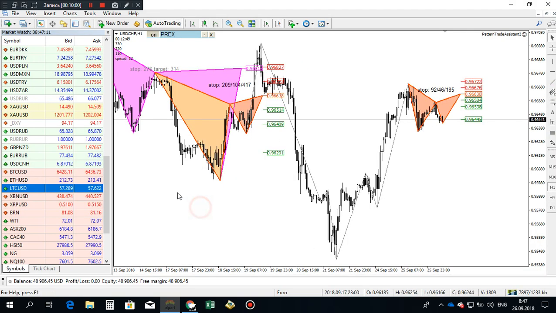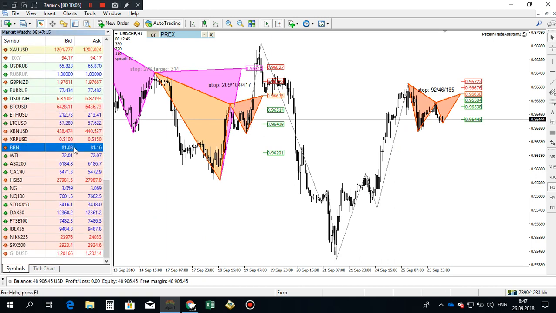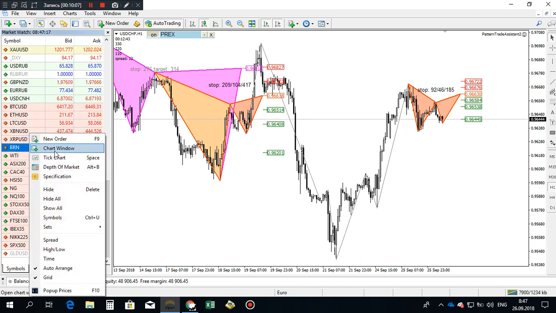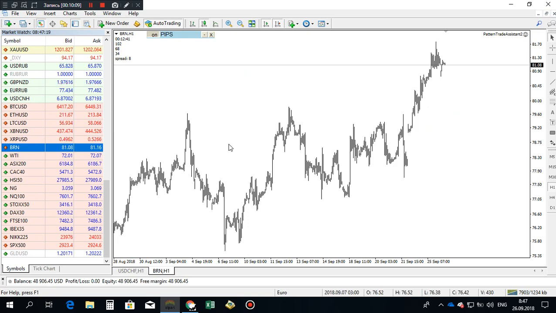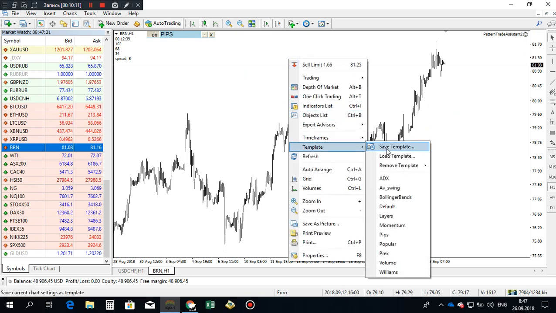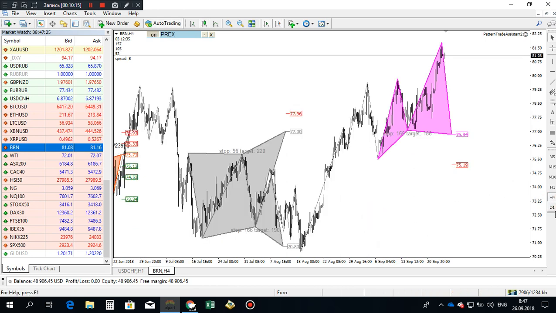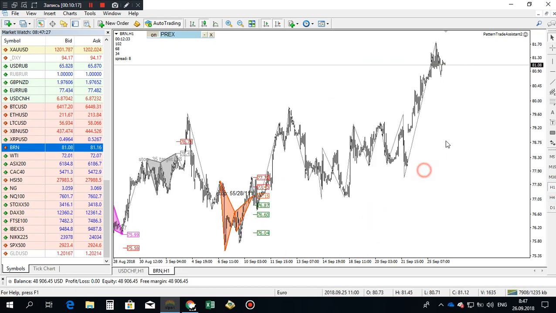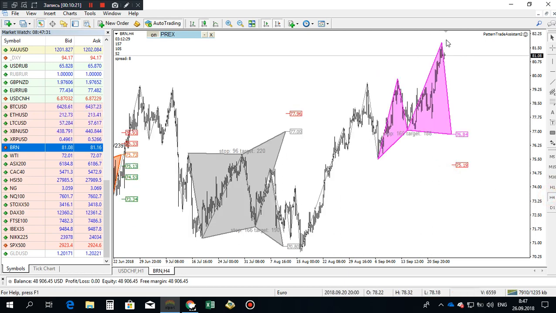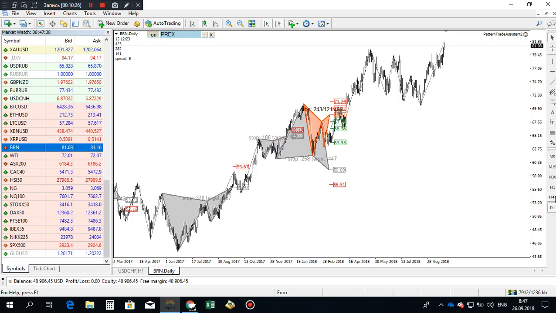Okay, now let's move to something else. Let's go to commodities. Brent. Forex. I will load some data to be analyzed. Okay, on 1 hour nothing. 4 hour potential cipher pattern, but it is very far from completion. And on daily we have nothing.